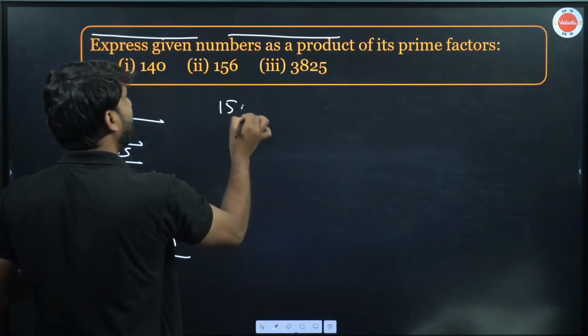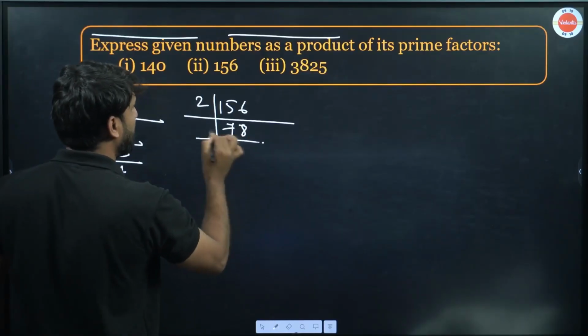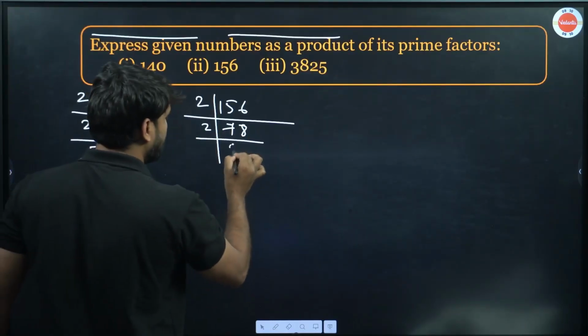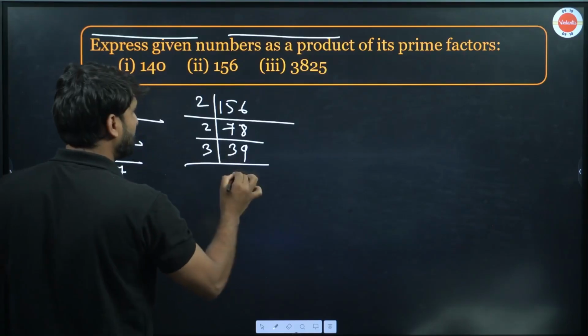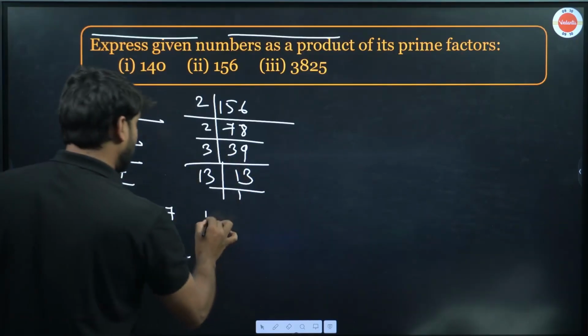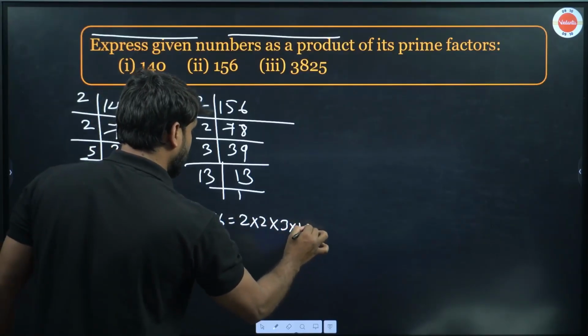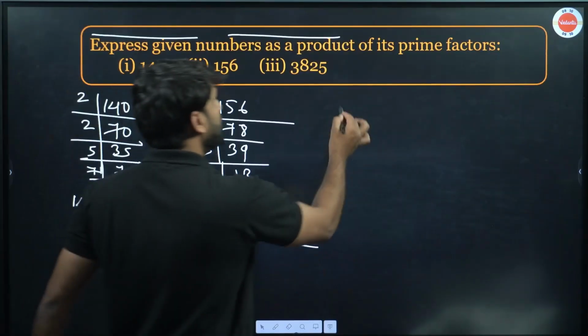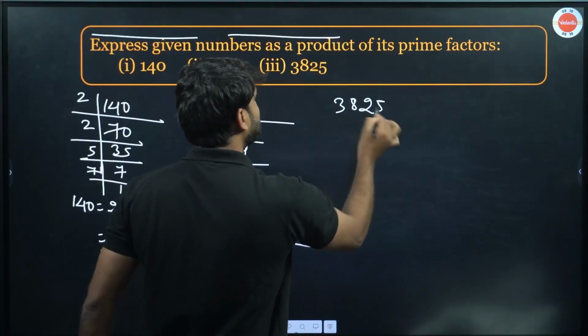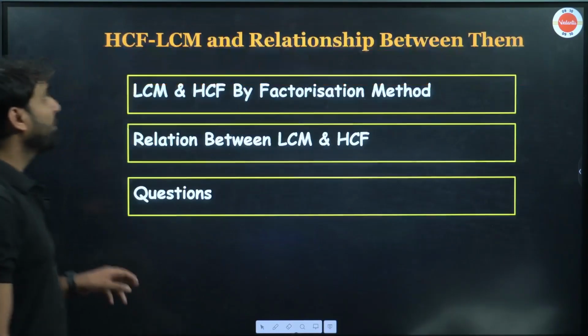Similarly, for 156, taking 2, we get 78, and 78 by 2 gives 39. Now by taking 3, 13 will come, and 13 is itself a prime number. So 156 can be written as 2 into 2 into 3 into 13. These are the prime factors. Similarly, you can do this. Try this one: the unit digit is 5, so this will be divisible by 5 only. So kindly write this. Okay.